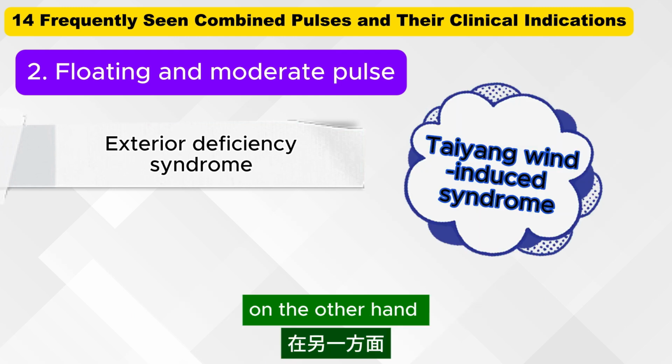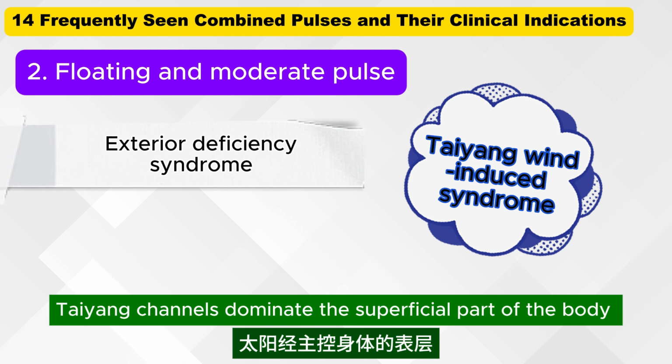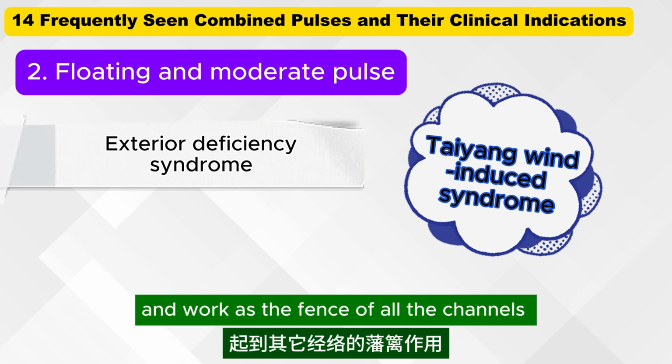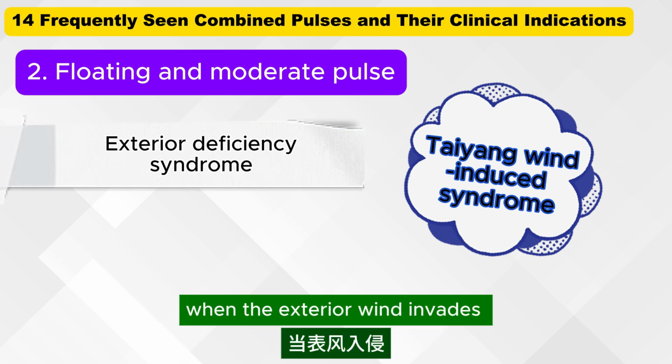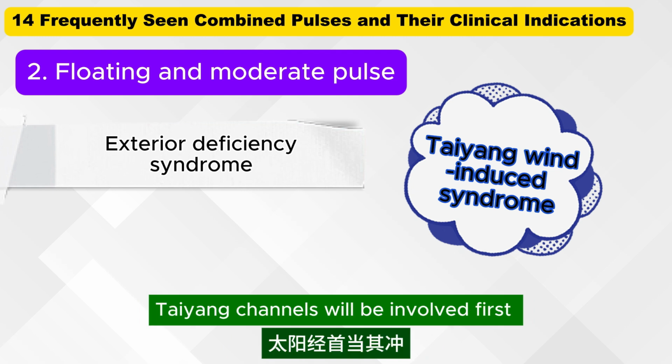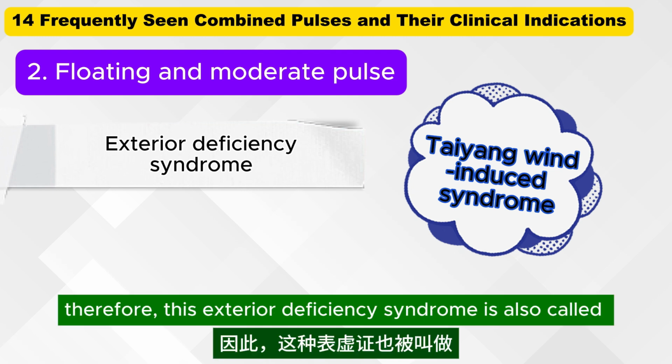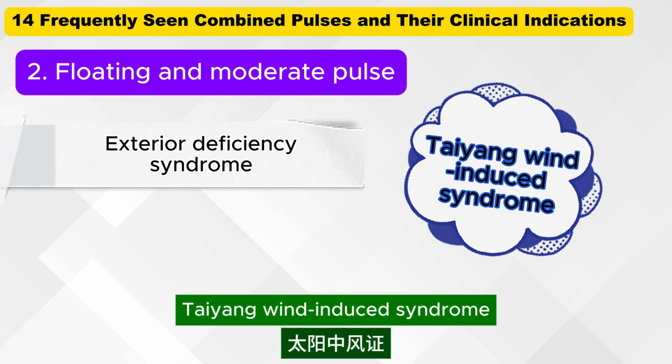On the other hand, Taiyang channels dominate the superficial part of the body and work as the fence of all the channels. When the exterior wind invades, Taiyang channels will be involved first. Therefore, this exterior deficiency syndrome is also called Taiyang wind-induced syndrome.